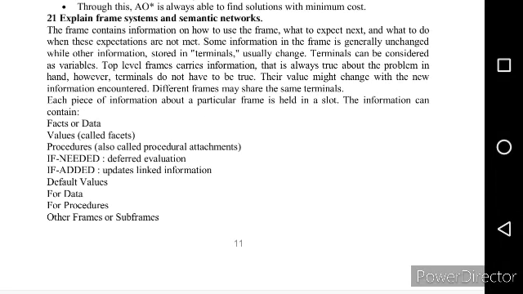Explain frame systems and semantic networks. The frame contains information on how to use the frame, what to expect next, and what to do when the expectations are not met. Some information in the frame is generally unchanged, while other information stored in terminals is usually changed. Terminals can be considered as variables.